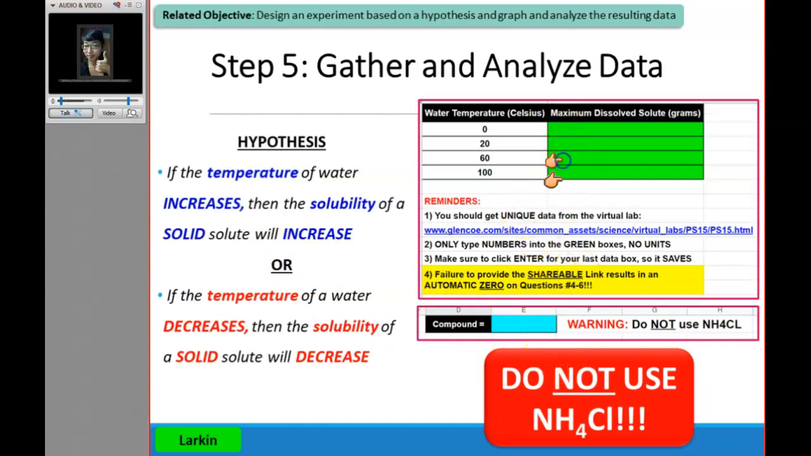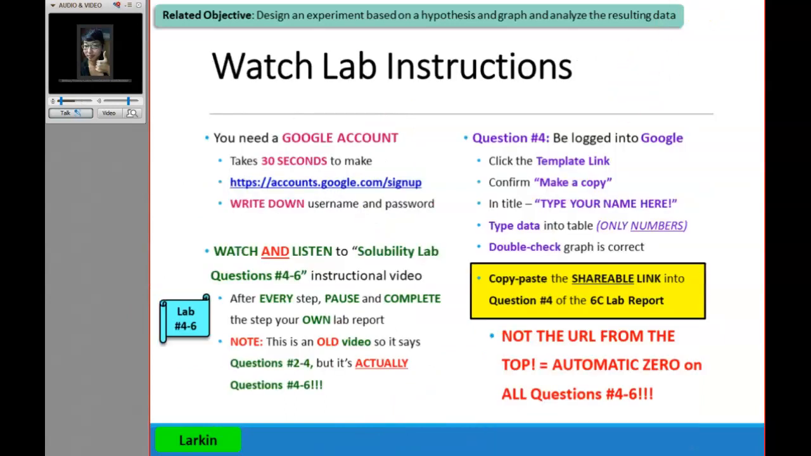And then in the green box, you're going to test out how much you can dissolve at 0 degrees, 20 degrees, 60 degrees, and 100 degrees. And there are actual correct answers, so we will be grading you based on how close you get to the correct answers. Yes, only pick one of the 4 compounds. Yep, only pick one of the 4. And don't pick NH4Cl. That's the 5th one, so don't choose that one, okay? Don't faint. All right, so that's where you will be filling this in.